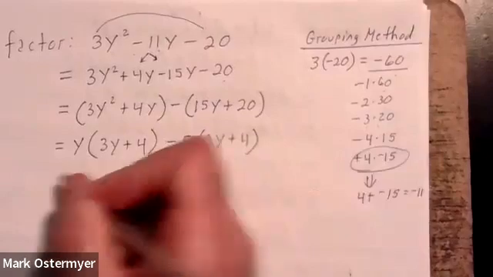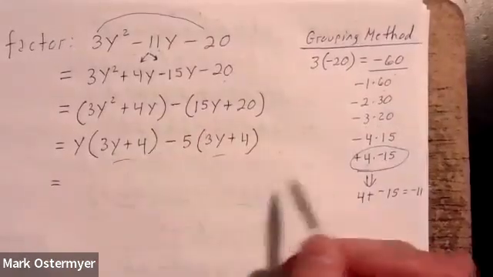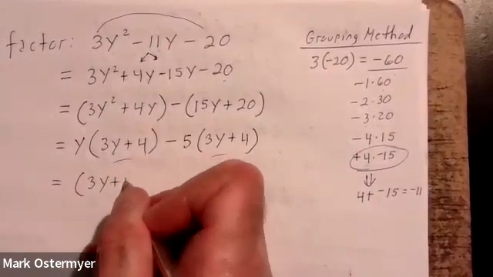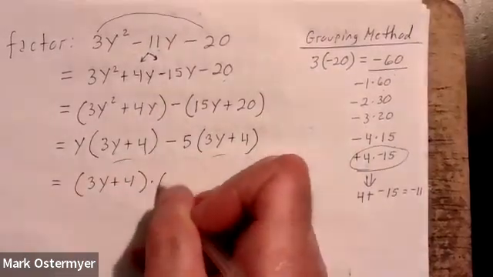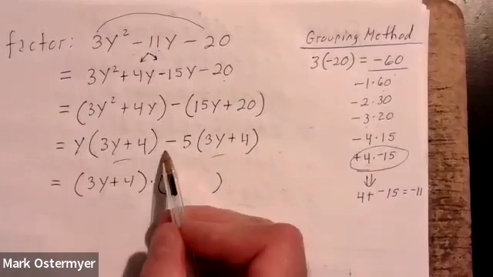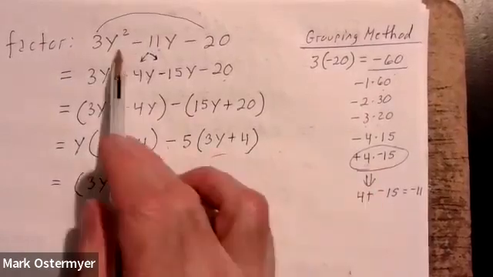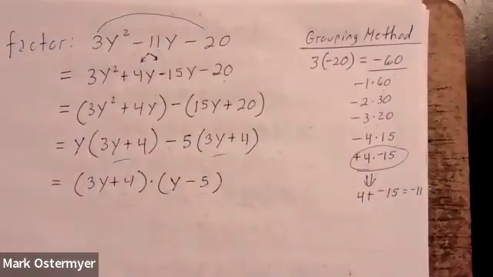Everything's looking good here. We have a common binomial factor of 3y plus 4 that can now be factored out of both terms. There it is. Times, what do I leave behind in doing that? y minus 5. Ladies and gentlemen, we're done. We have factored this difficult trinomial, and that would be its factorization. That's called the grouping method.